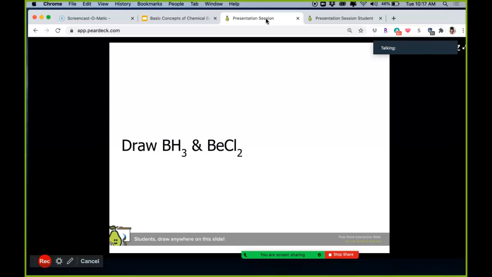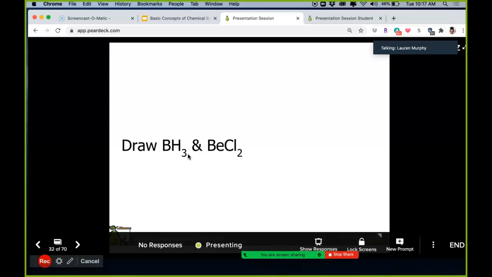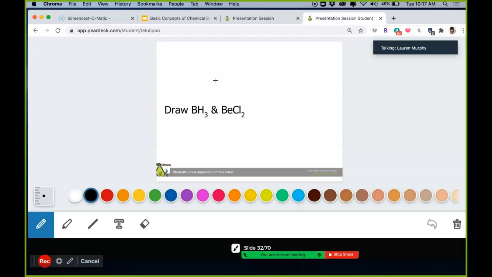All right. So let's just practice drawing them. Let's draw BH3 and BeCl2. So BH3, so boron. Now, boron has 1, 2, 3 valence electrons, and hydrogen has 1, right? Hydrogen, hydrogen, hydrogen. And so bond, bond, bond. So 2, 4, 6. This is the structure for BH3.